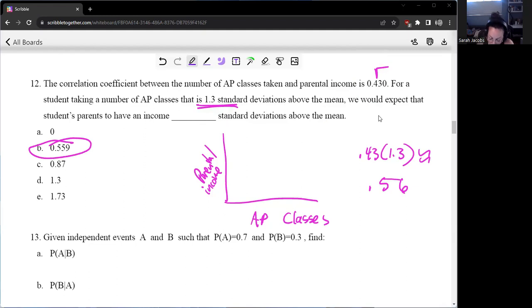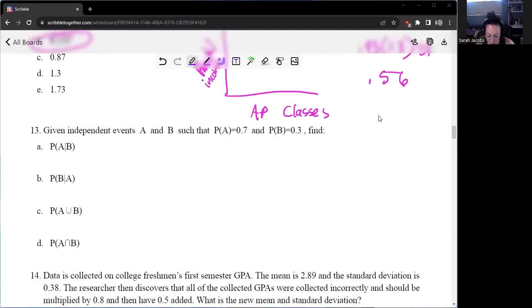Okay, so again, the correlation, if you know how many standard deviations above or below the mean a data point is in one aspect, in one unit, you can predict how far away in standard deviations from the mean the data point is in the other unit by multiplying by the correlation coefficient. Okay, cool. Now for some probability.